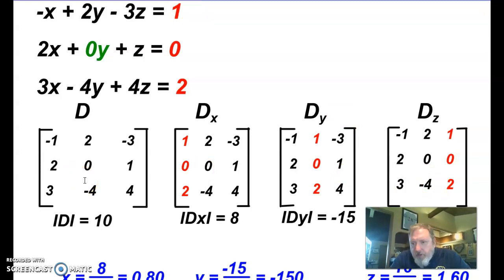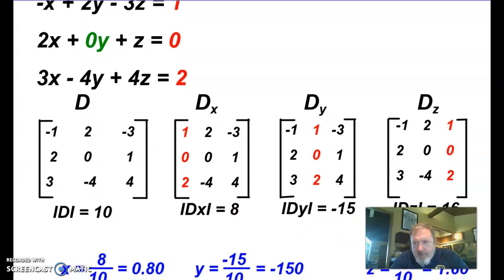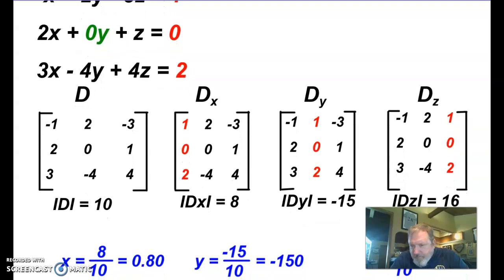And again, at this point, you can crunch out these determinants by hand. I do not recommend that. I would go ahead and put them in your calculator and do the determinant of each that way. So the determinant of D is 10, Dx is 8, Dy is negative 15, and Dz is 16.